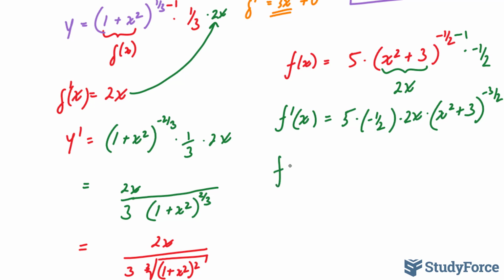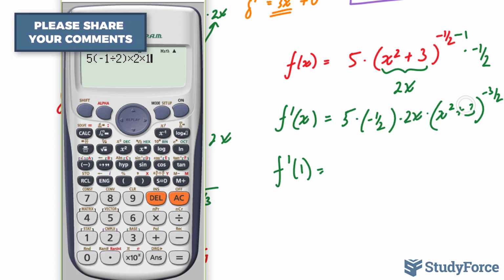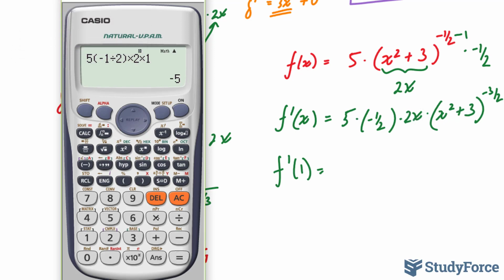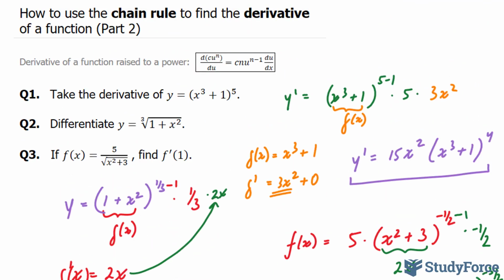All I have to do now is substitute 1 into this equation. Let me use my calculator. 5 times negative 1 over 2 times 2 times 1. Remember, I'm replacing all the x's with 1's. That gives me negative 5 times, now this part, 1, because 1 to the power of 2 is 1, plus 3 to the power of negative 3 over 2. This gives me negative 5 over 8. So the derivative at 1 gives us a rate of negative 5 over 8. And there you have it. 3 examples on how to use the chain rule to find the derivative.